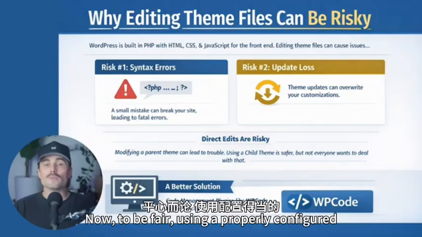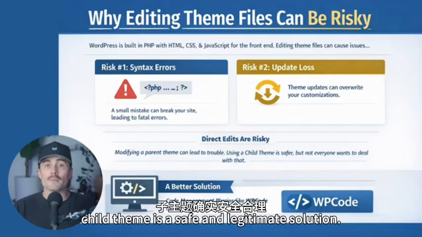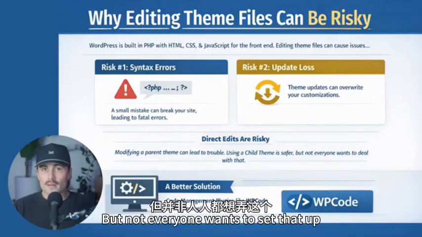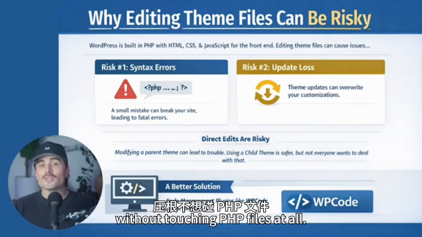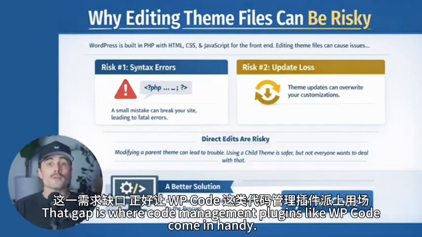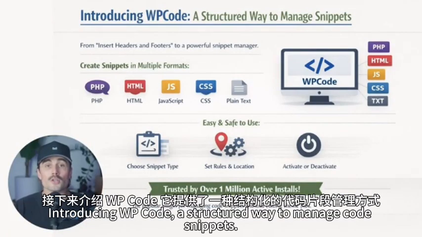Now, to be fair, using a properly configured child theme is a safe and legitimate solution, but not everyone wants to set that up. And most small business owners just want to paste in a tracking script without touching PHP files at all. That gap is where code management plugins like WPCode come in handy. Introducing WPCode, a structured way to manage code snippets.